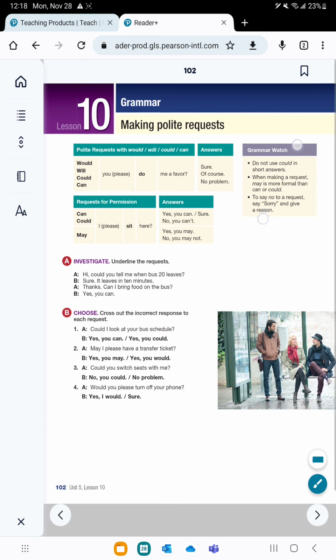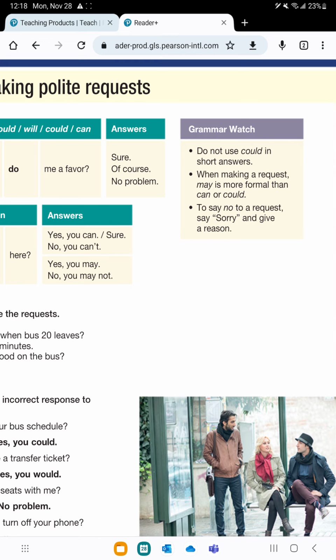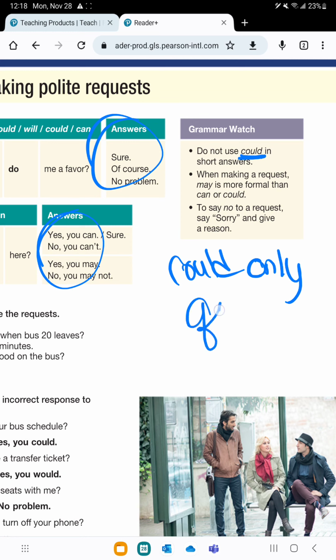Okay, so let's look at our grammar watch really quick. These are always our best friends. Number one, when we're giving an answer, and we can see our answers right here, notice we do not use the word could in our answer. Could is only on the question. You never use it in your answer. And then again, when making a request, may is more formal than can and could. When you give an answer, you can say no as an answer to the request, but we want to add the sorry just so it sounds more nice.